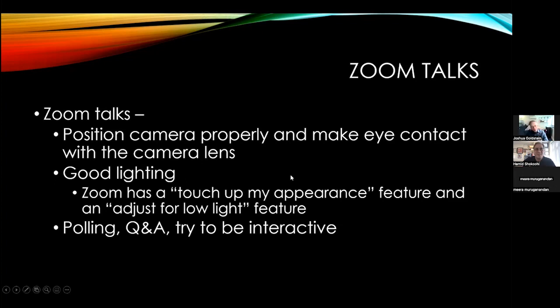Zoom actually has a button you can touch up your appearance and smooth out your wrinkles. I don't know if you guys knew that, but after we're done on this, I'll click on it and I'll show you guys. You can adjust for low light and you can smooth out your facial wrinkles. I feel like it looks a little weird. Hamid's laughing, but if you go to preferences, video, it's one of the options. I'll do it after, you can see me.